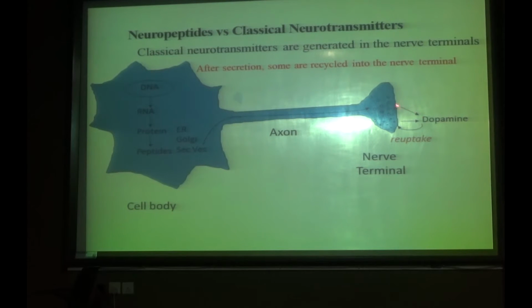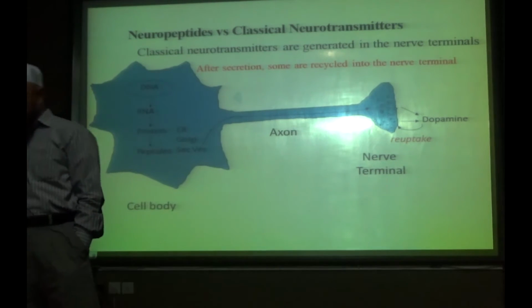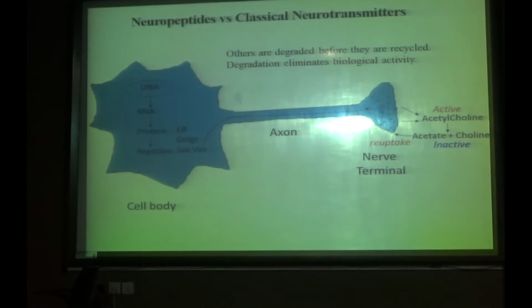Then they are released. They perform their function. They are broken down by the enzyme. And what is the third component? So this is the technical difference between a classical neuropeptide and a neurotransmitter. Okay? Here, for example, acetylcholine performs its function, or it is broken down into acetate and choline, or it is reuptaken.